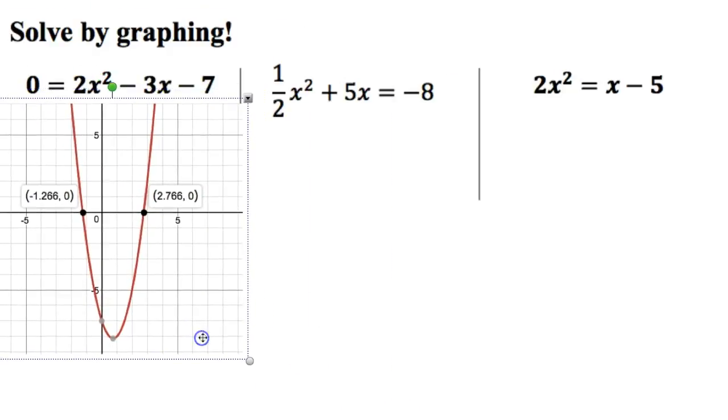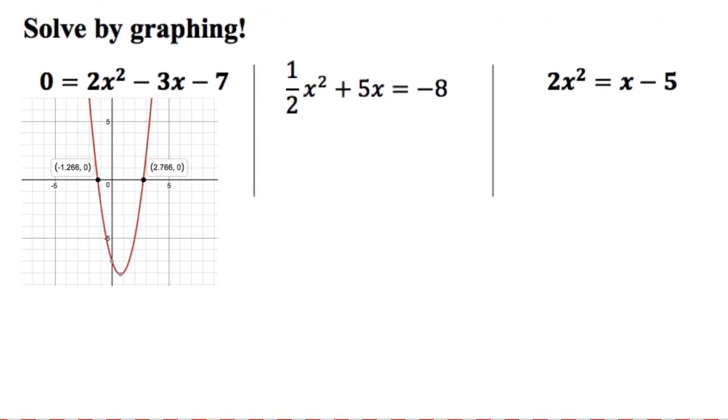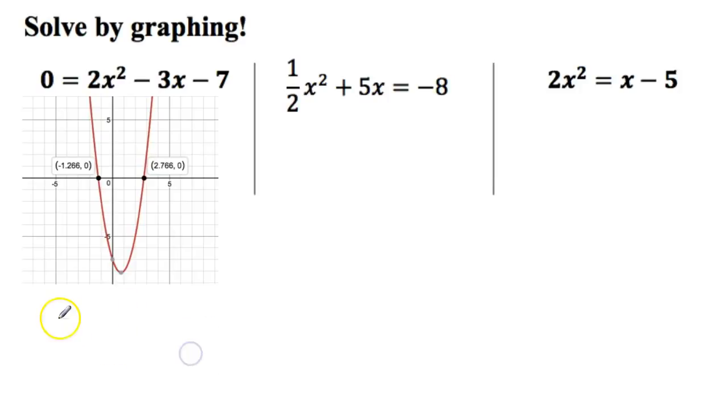So if you come up with this from Desmos, what are our 2 solutions, right? We've got x equals this first one, negative 1.266 and 2.766. That's simple. There are your answers. And when you get a graphing calculator, I can show you how to do this, but you're going to learn more about that next year.